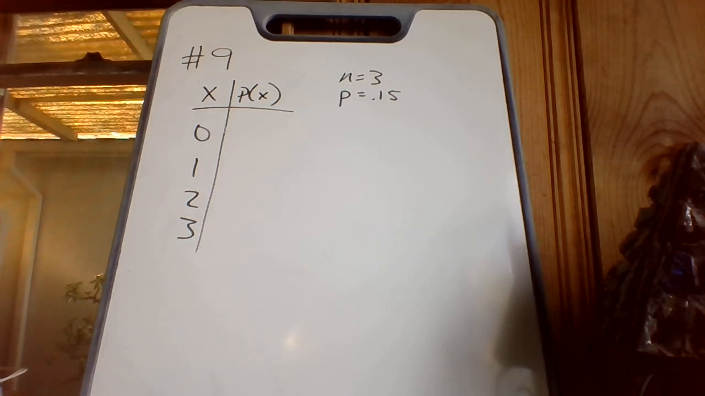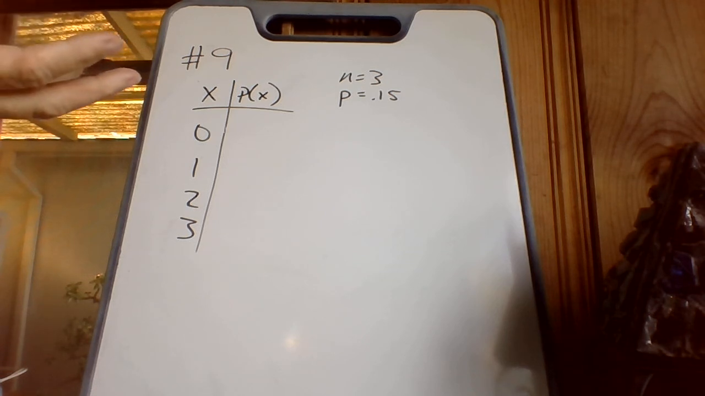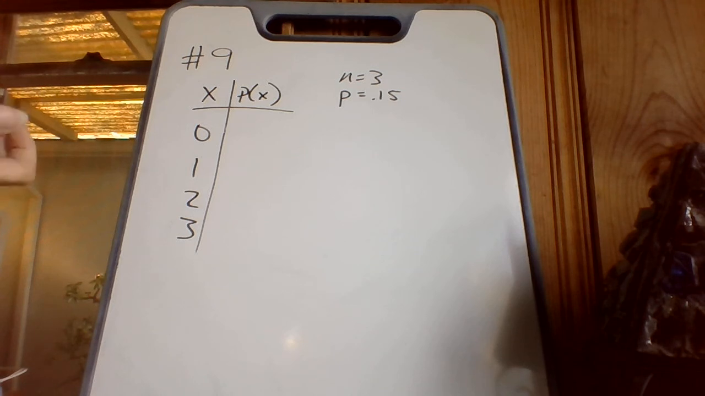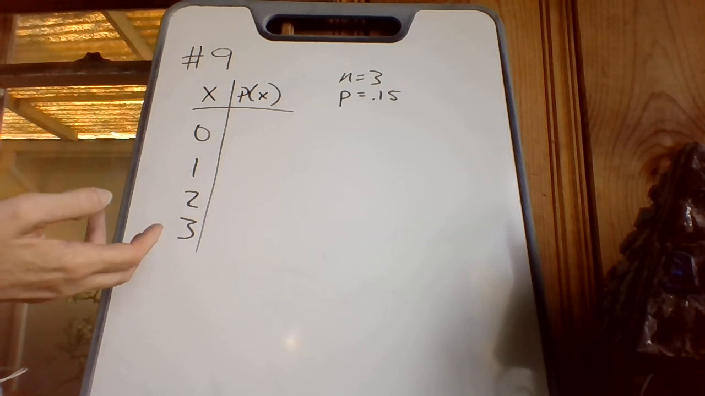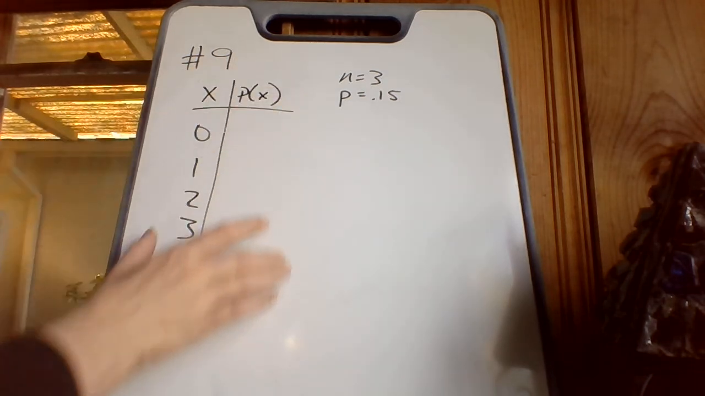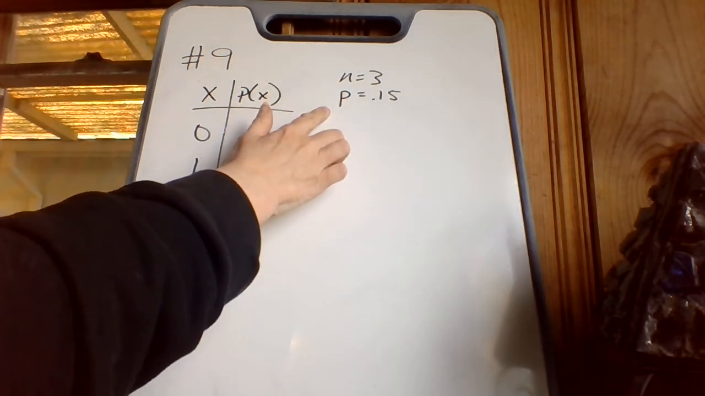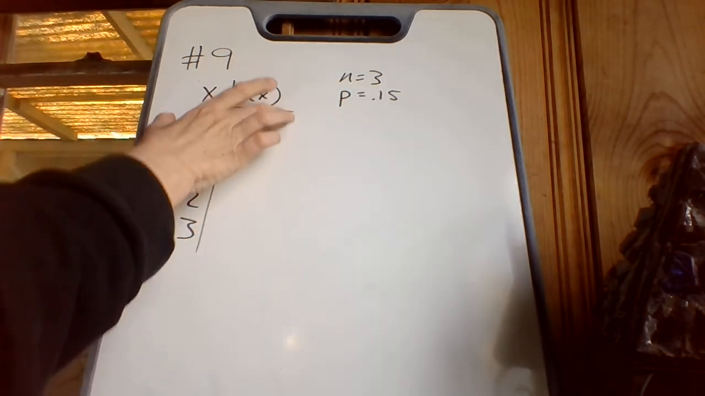Okay, question number 9. Now it's written in this weird way, like maybe you're supposed to calculate them all separately, and then wouldn't you have to use a binomial formula or something like that. It makes it look like a super hard problem because it has it as A, B, C, D. But really what it's saying is make this chart. N is 3, P is 0.15, make the entire chart.